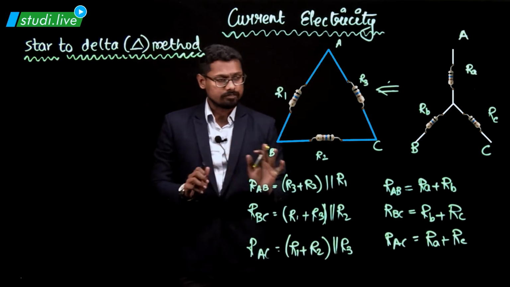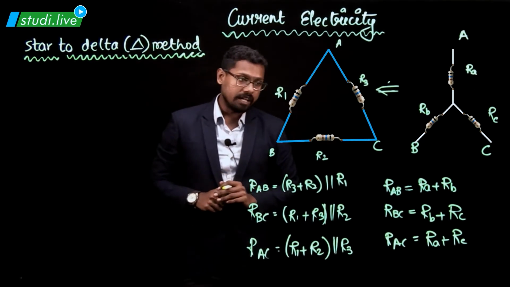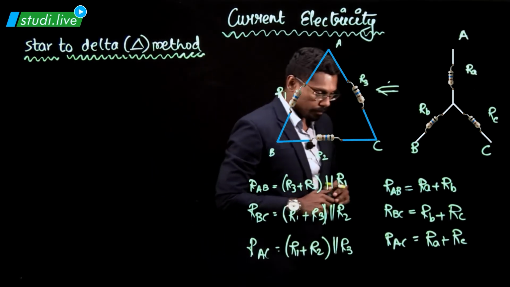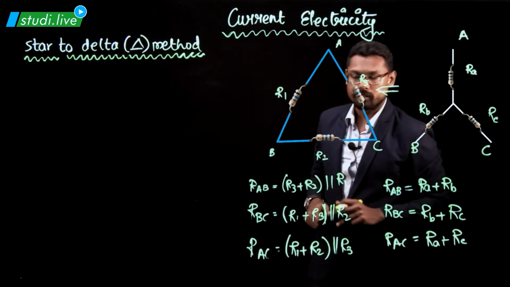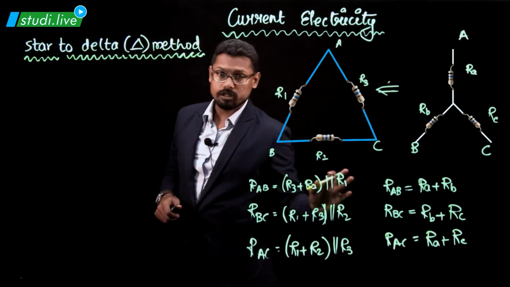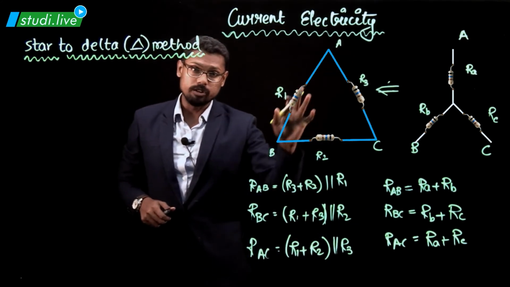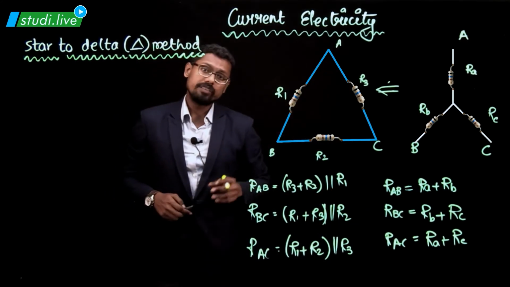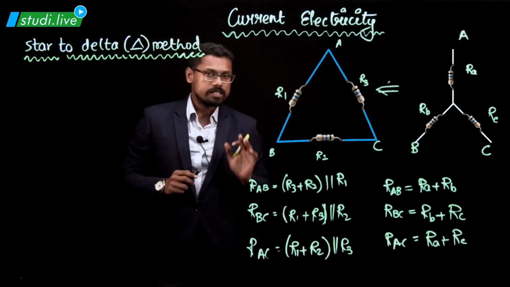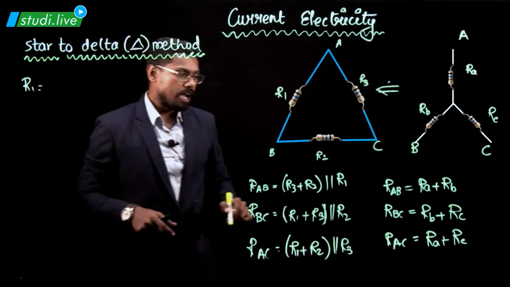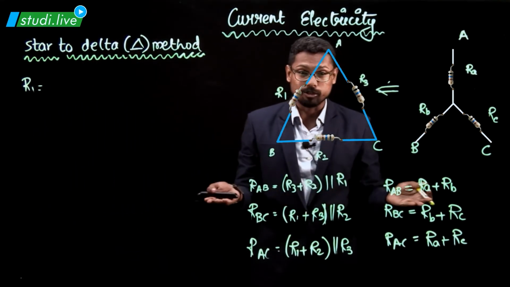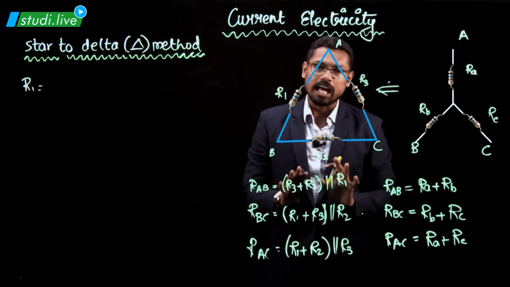Simple, easy, very nice. But they might ask you again to calculate the values of R1, R2 and R3. We've got resistance across terminals, right? We don't have individual values of R1, R2, R3. What if they decide to ask? See, R1 will have a value. How will I find out? I'll have to equate them. I will have to simply equate them and work on it.